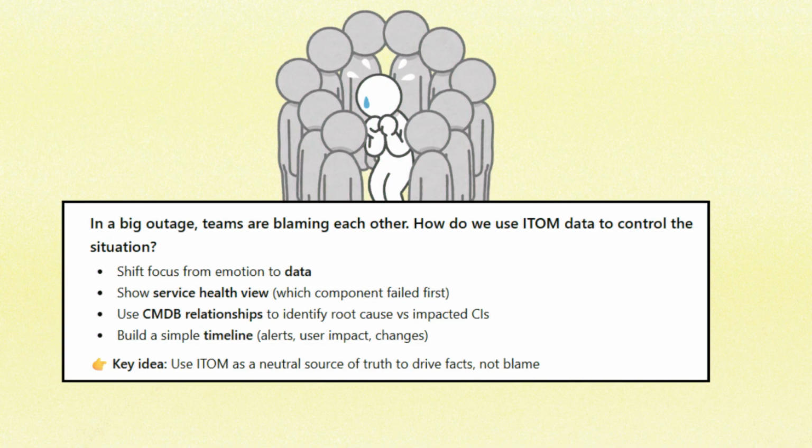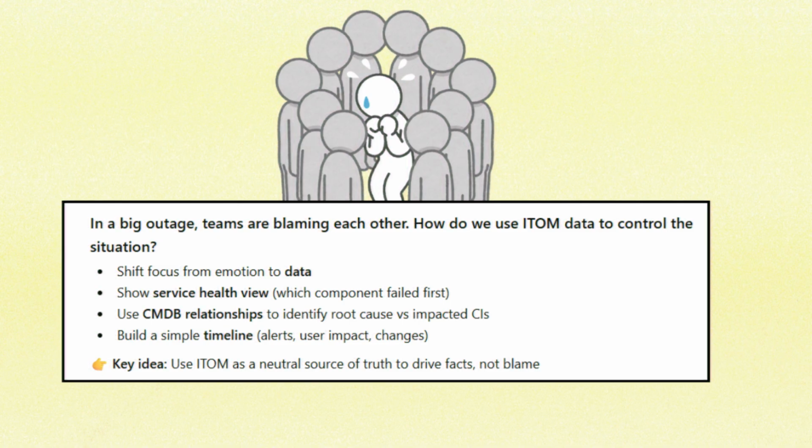First of all, we present the service health view and highlight which component raised the alert first. Secondly, we use the CMDB relationships to explain dependencies and identify likely root cause versus the downstream impact. This is important. And as a third step, we build a clear timeline showing the alert, user impact, and the recent changes or deployments. Once this data is visible, the discussion naturally moves from blaming teams to fixing the issue. And this is how ITOM becomes a natural source of truth in a war room as well.